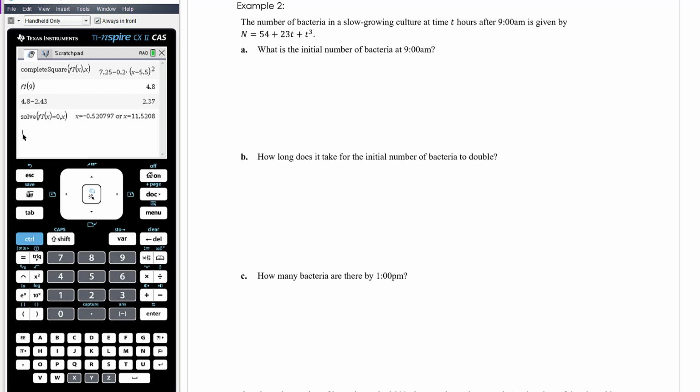Okay, so this is continuing on from my previous video, part 1 of Applications of Polynomial Equations. So we're going to have a look at example 2 here. Again, this is another example where we're given the function and then we want to do things with that.